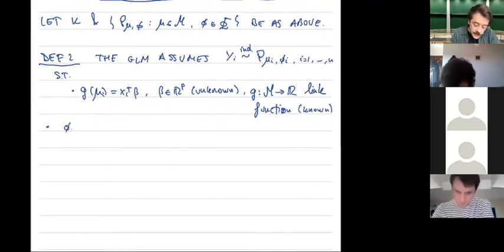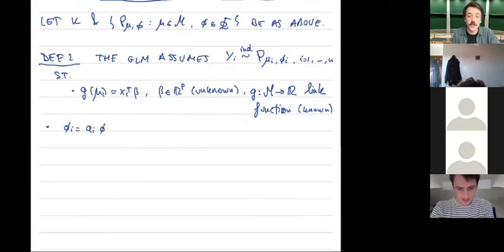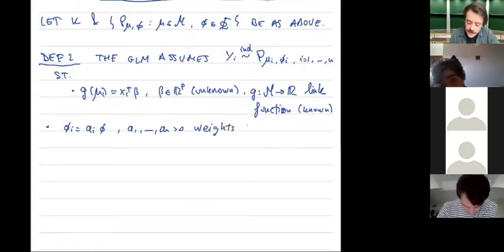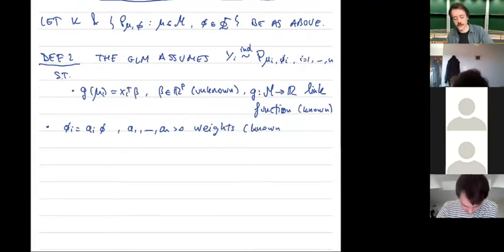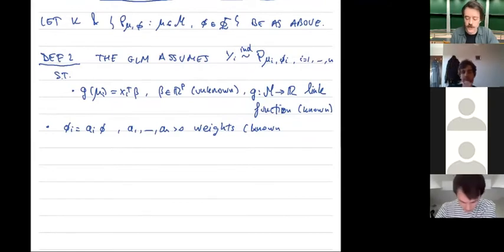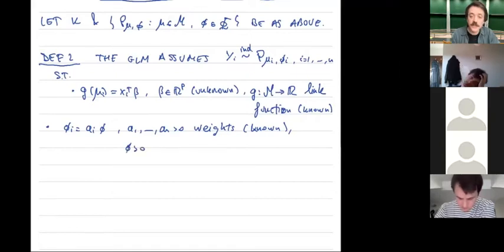For the phi_i's, we assume that they have the following form: they are the product of some a_1, ..., a_n greater than 0 that are called the weights, and these are known. Sorry, I'm now writing lowercase. Again, we can choose these, although actually we may not choose them; they may be given by the distribution, but anyway, they are known. And then phi greater than 0 is the dispersion parameter.